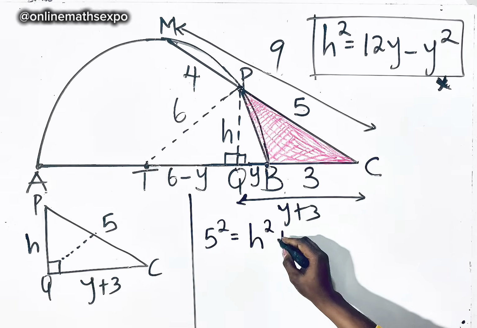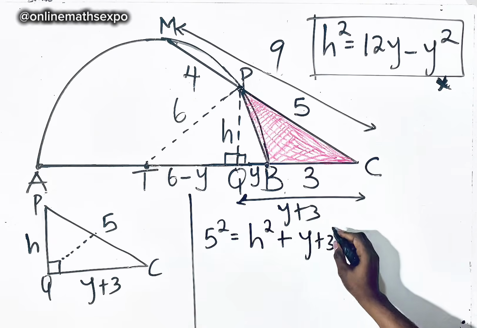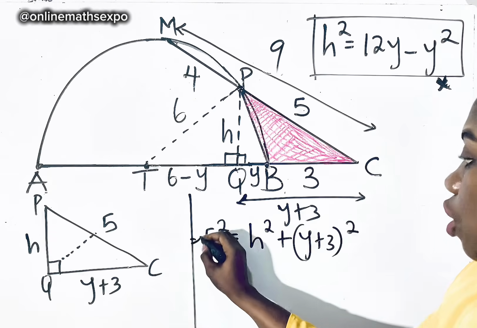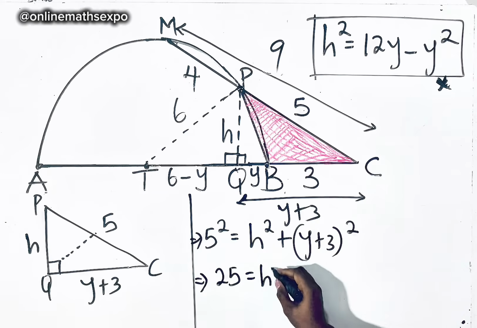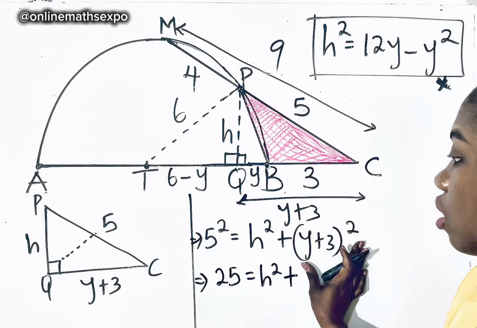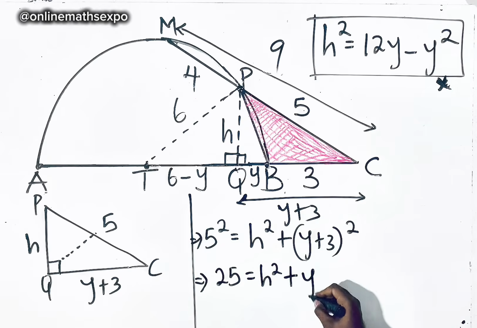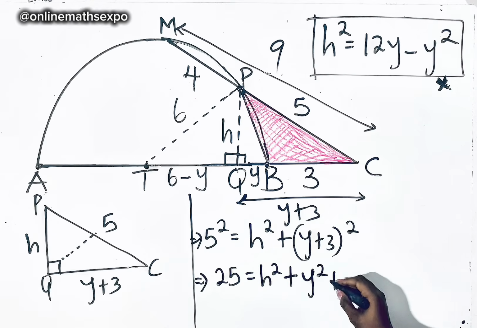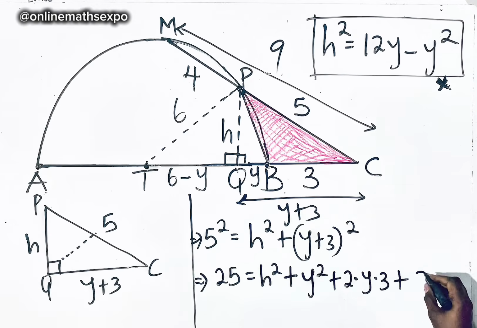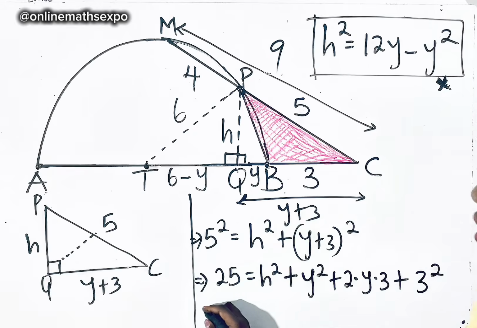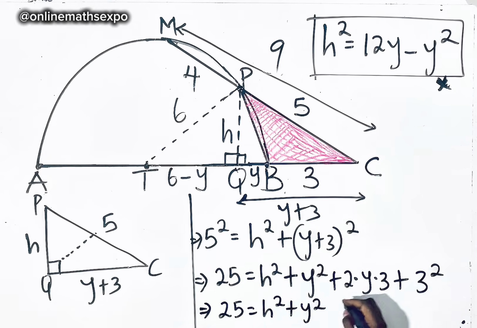So we have x squared plus (y plus 3) all squared. Keep solving. 5 squared is 25, which is equal to x squared plus, to expand this, just remember, square this, then multiply 2 times y times 3, then square your 3. That gives us 25 is equal to x squared plus y squared plus, multiplying this, 6y, then 3 squared gives us 9.